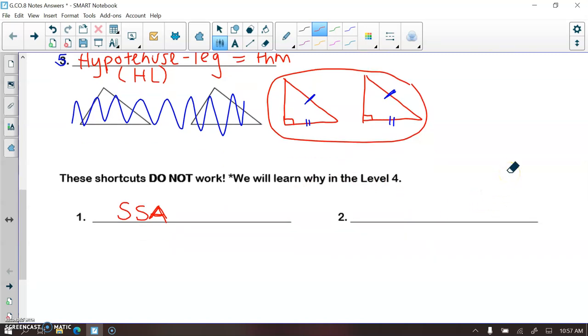Another shortcut that does not work in proving triangles congruent is AAA. We cannot have 3 pairs of corresponding angles congruent and then conclude that our triangles are congruent. So I will learn why in level 4, but just know that these do not work. This one is a bad word backwards, and when it's a bad word backwards, you know that this is not going to work for you. All right, let's get started.